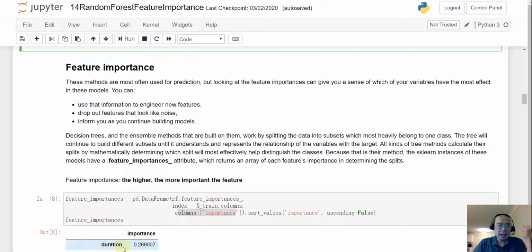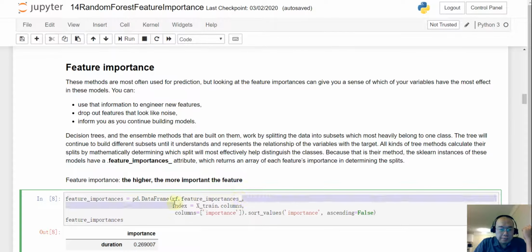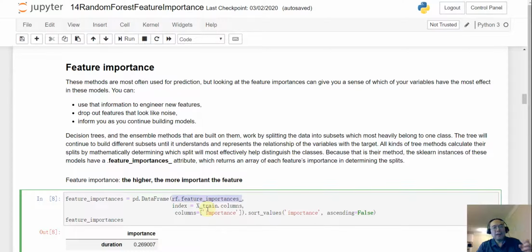Well, the easy thing we can do is the random forest model dot feature importances, and it will give you the data. However, that's not so readable. So I decided that I want to put that information into, well, by the way, that's a series. Okay, I want to put that into a data frame.